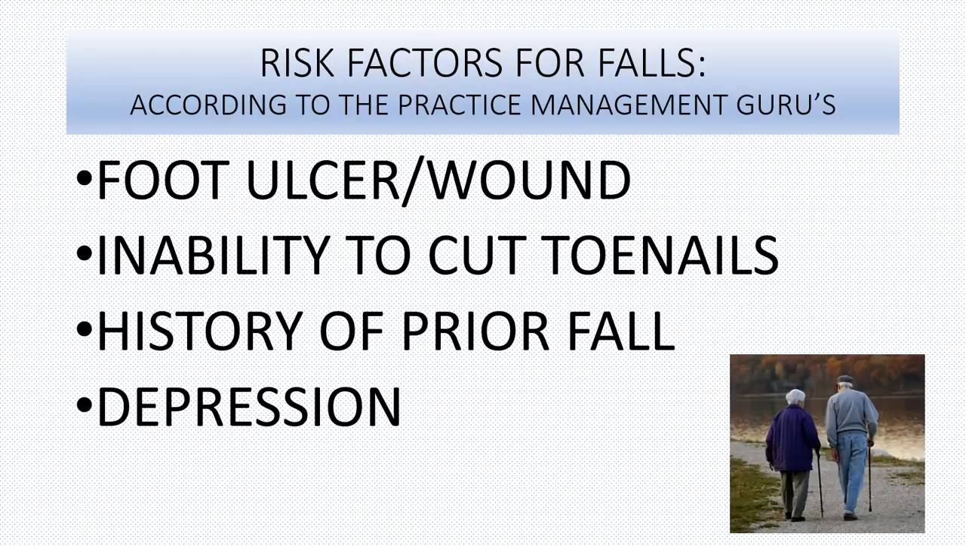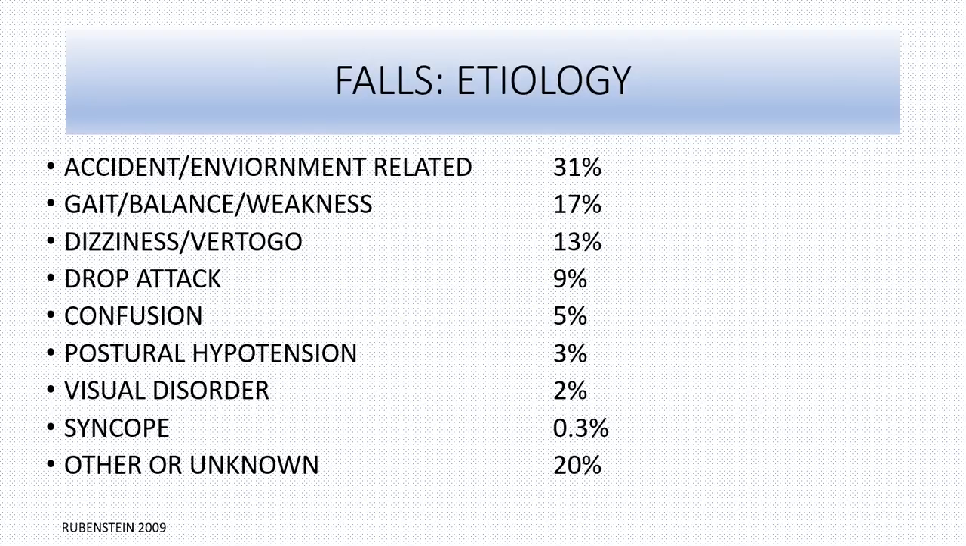Now, if you look at the risk factors advocated for bracing by the practice management people, they've kind of simplified all of this, and they look for a history of prior falling, inability to cut toenails, or the presence of a foot ulcer or a wound. And I'm certain that common sense would dictate to all of us that these factors, particularly inability to cut toenails and presence of a foot ulcer or wound, will impact on someone's gait. But whether or not these actually contribute to an increased risk of falls, I think is questionable.